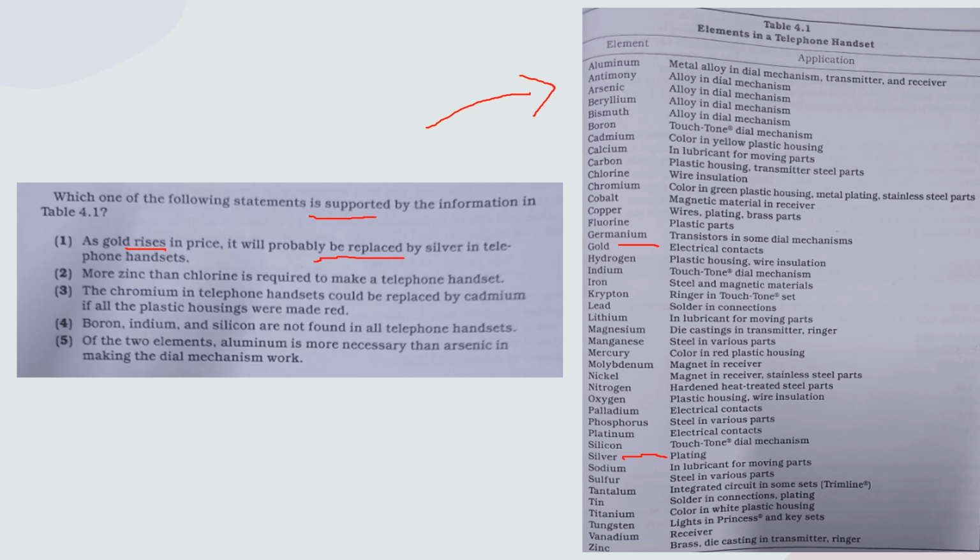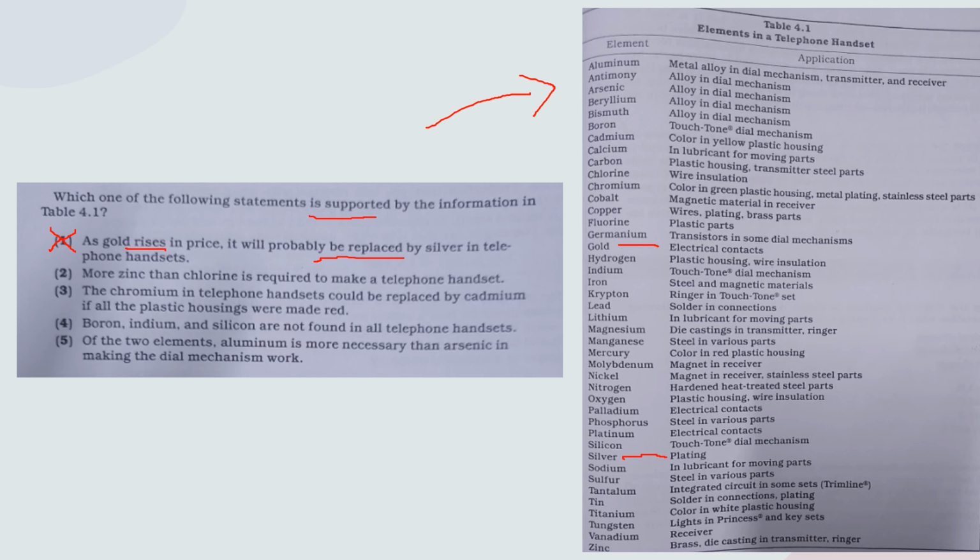So, do we have enough information to choose answer 1? Well, not really, because gold is used for the contacts, silver is used for the plating. They're used for different jobs. So even if the price of the gold increases, because they're doing different jobs, there is no evidence that we can replace gold with silver. So number 1 is not supported by the information.